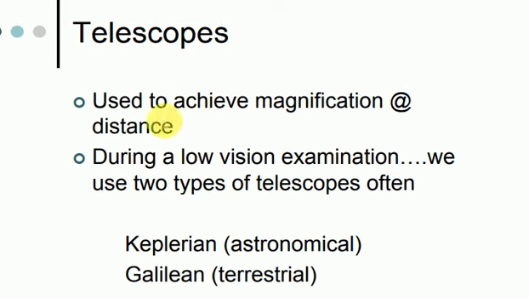Now telescopes are used to achieve magnification at distance. At near we use convex lens. At distance we use telescopes. During a low vision examination we use two types of telescopes: Keplerian, also known as astronomical, and Galilean, which is also known as terrestrial.